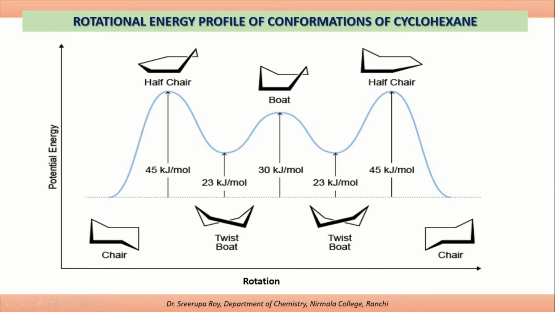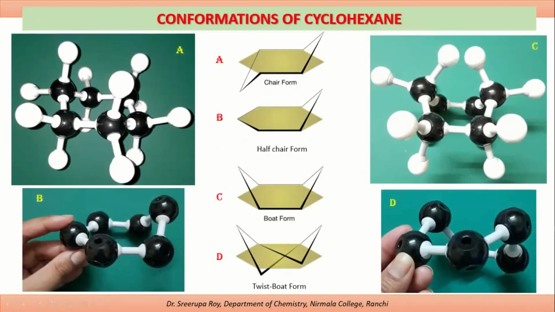This potential energy diagram clearly shows the energy changes that occur in the cyclohexane molecule when rotation is performed about the carbon-carbon single bonds. The four conformations of cyclohexane we have discussed so far can be summarized as the chair form, the half chair form, the boat form, and the twist boat form.